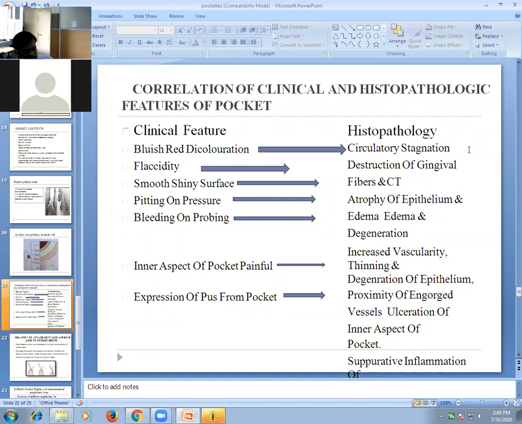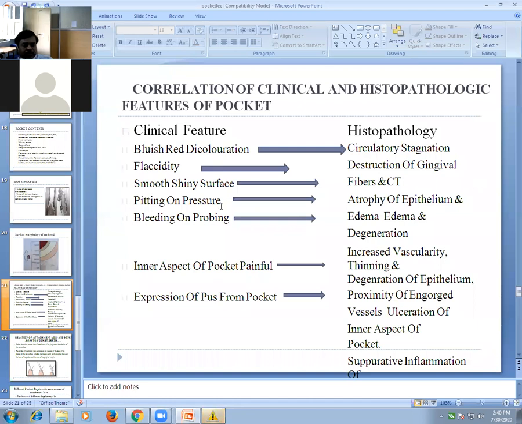Because whenever there is chronic inflammation, there is a stagnation of blood. Stagnation means the blood flow will be decreased. Because of decreased blood flow, the oxygen content in that area will be very low. That gives a bluish discoloration to that particular tissue. Flaccidity: gingiva is firm naturally because of the gingival fibers which are attached to the tooth. But in periodontal diseases, we'll see flaccidity because of destruction of gingival connective tissue fibers.